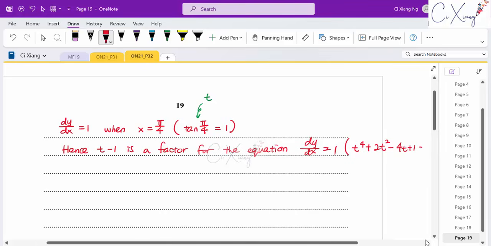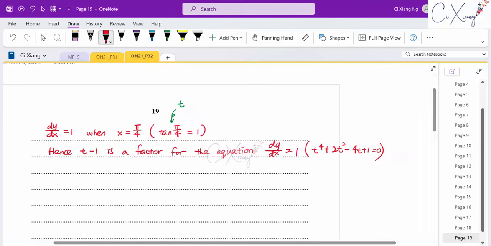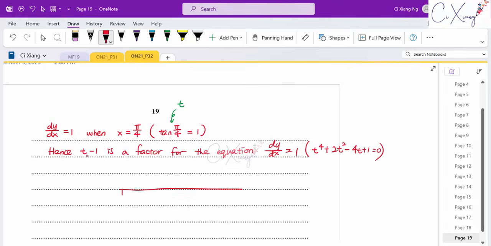After you rephrase, this is what you get. Now I have a polynomial equation, and if I want to reduce it to a lower degree polynomial, I need to apply long division by using the factor. So that means I want to take the polynomial and apply long division.